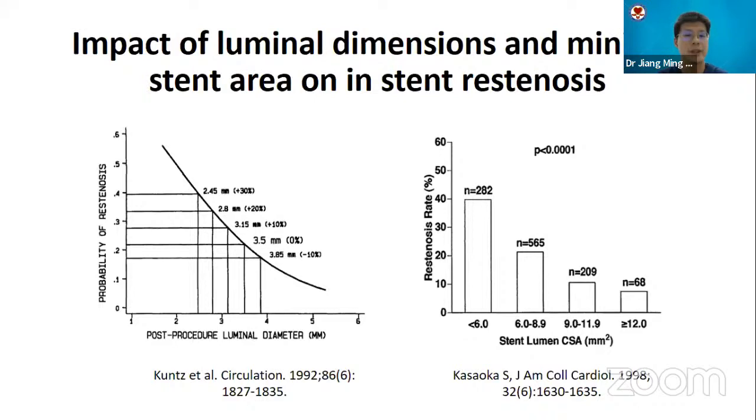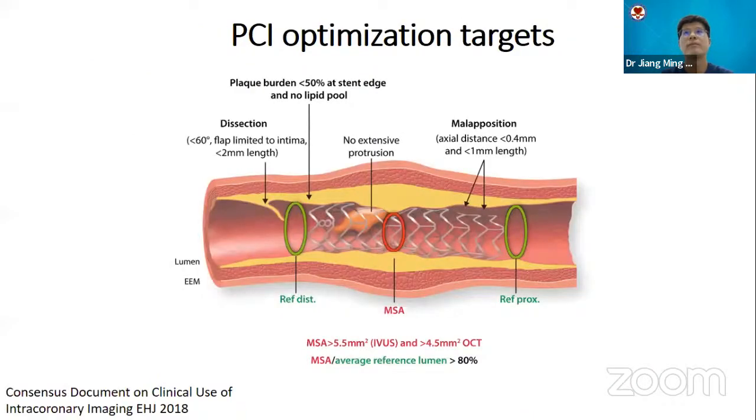These are two graphs that I got from pretty old papers, illustrating that the probability of restenosis depends on the immediate post-procedural lumen diameter and stent areas. Such that PCI optimization targets actually depend on achieving an adequate expansion ratio of 80% or an absolute MSA of either 4.5 or 5.5, depending on which form of intracoronary imaging is being used.